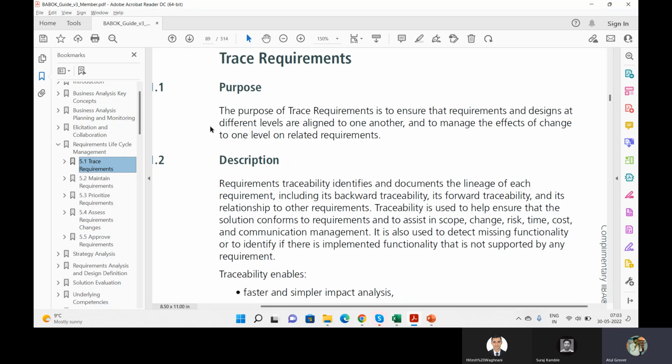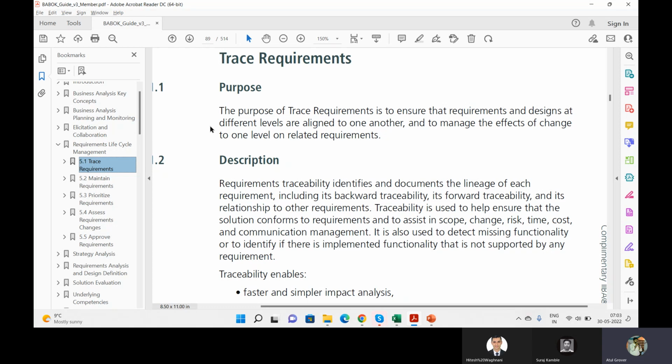Okay, so what they do, his manager or his manager's manager, they start tracing that requirement. He's going on leave, how is it going to impact, what important meetings do we have during that time, so all the things will be there. So in this, they make sure that the requirement and design at different levels are aligned to each other.